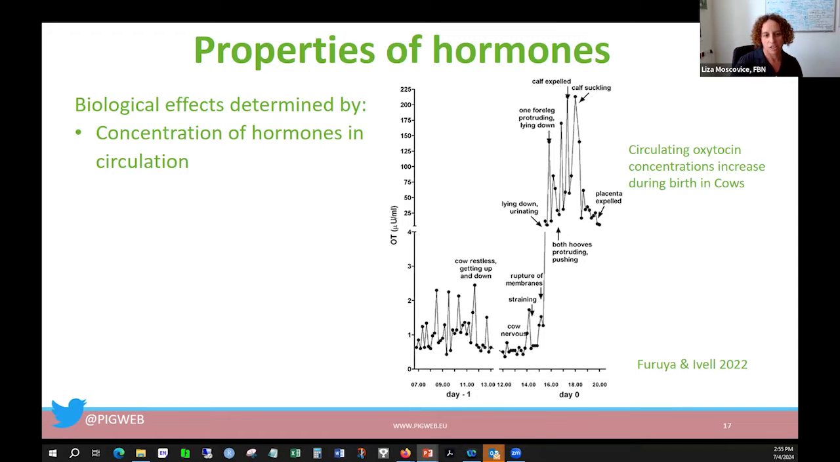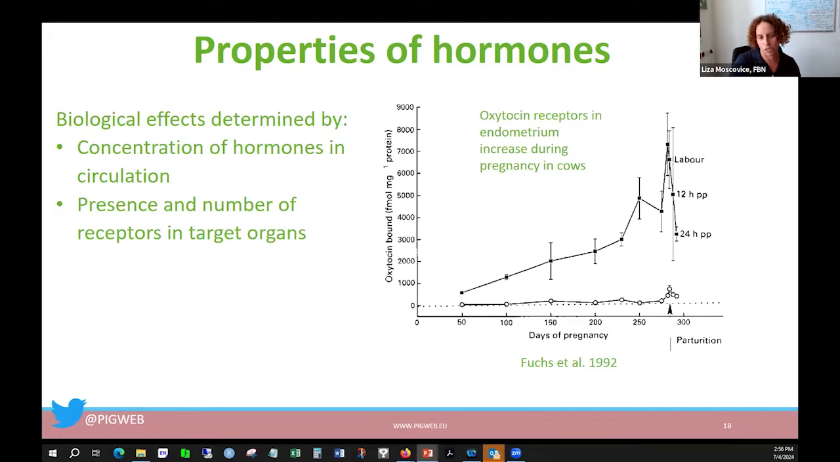So you can see here, this is showing you plasma oxytocin in cows before and on their day of parturition, when the calf is born. You can see this huge increase in the circulating concentrations of oxytocin, really peaking at the birth process, and then reducing, though not returning to baseline. This is really showing you the huge change in the concentrations of hormones that are happening to facilitate important processes.